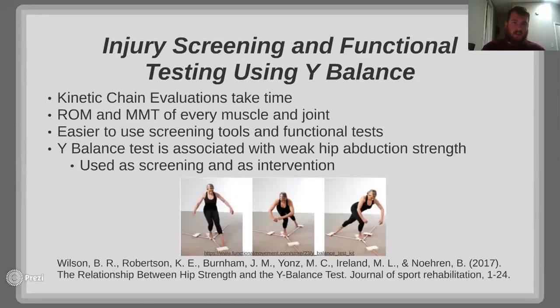So like I said earlier, injury screening and functional testing. Kinetic chain evaluations take time. If I was to do a range of motion and manual muscle test of every muscle and joint, it would take a long amount of time, and maybe not have that great functional data. So it's easier to use screening tools and functional tests to find out where those deficits are. Then you can use range of motion and manual muscle tests to adjust it from there.